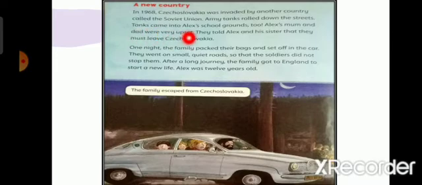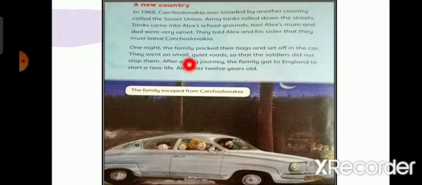Tanks came into Alex's school grounds too. Alex's mom and dad were very upset. Upset means worried, unhappy, disappointed. They told Alex and his sister that they must leave Czechoslovakia. One night, the family packed their bags and set off in the car. Set off means to move, to leave. So they packed their bags and left the city in a car.